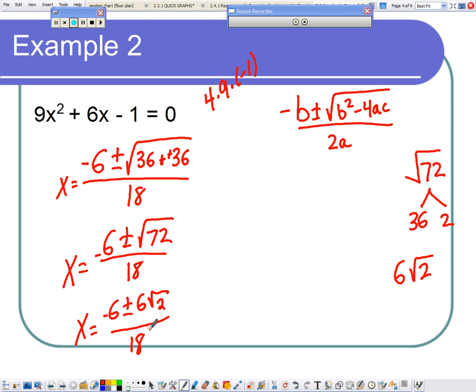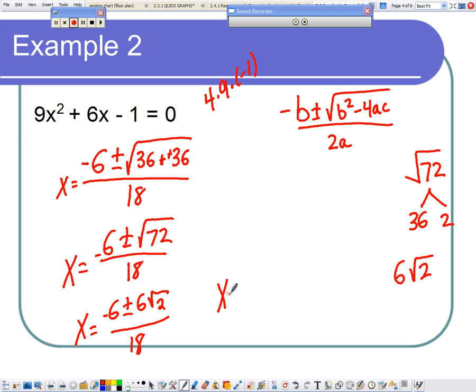Now, I cannot simplify anything that's under the radical already, so the 2 is just going to stay as square root of 2. But anything that's not under the radical, I can simplify. So you need to ask yourself, is there anything that I can take 6, 6, and 18 and divide it by? And that would be a 6. 6 divided by 6 will go evenly, and 18 divided by 6 will go evenly.